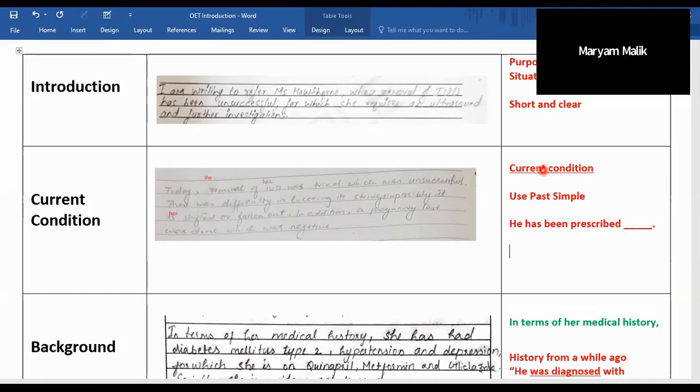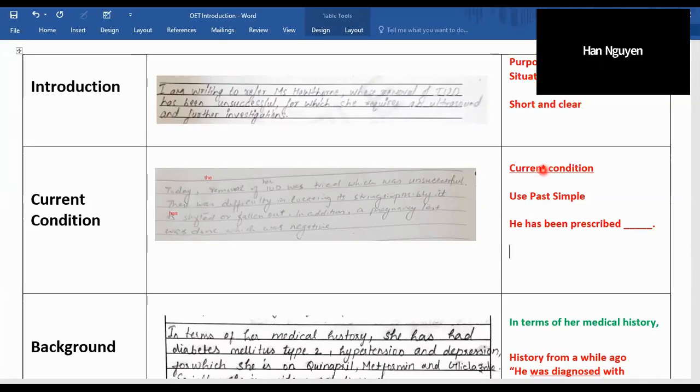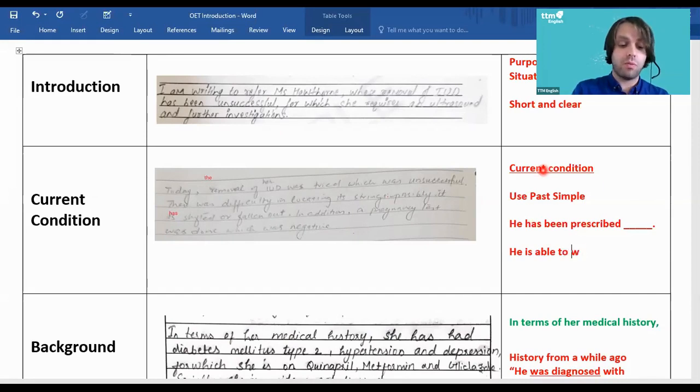Yeah, correct. What else can we use, though? What about present tense? Continuous. You could use continuous, right? Now able to work independently. He is able to walk. Yeah, good. Walk independently.